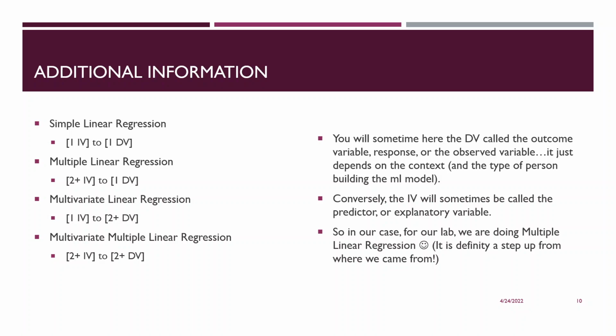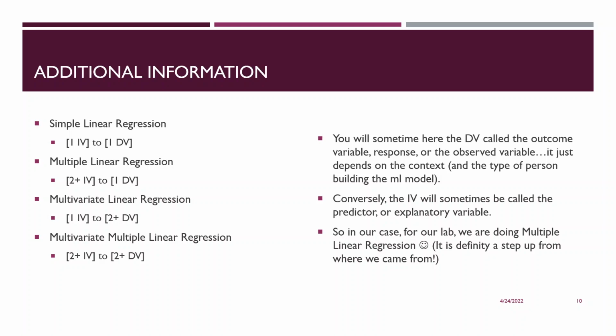Some things to keep in mind when we talk about DVs, you'll hear that called sometimes the outcome variable or the response or the observed variable. It just depends on the situation, and it also depends on the person that's modeling it. Sometimes statisticians or scientists have different ways of looking at this, but they're all describing the same thing. On the flip side, IVs will sometimes be called predictor or explanatory variables.